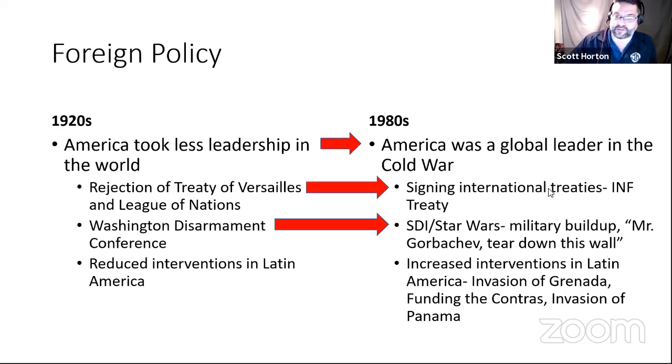again, I'm trying to keep this a little bit more simple. Reduced interventions in Latin America, and that is also not true in the 1980s. So we see all red arrows here. So there's a very different foreign policy between those two time periods. The US is much more involved in Latin America. You saw in the Iran-Contra scandal video, the funding of the Contras, for example, the invasion of Panama, which will happen in 1989. So again, a big difference here between the two time periods as far as those things go.